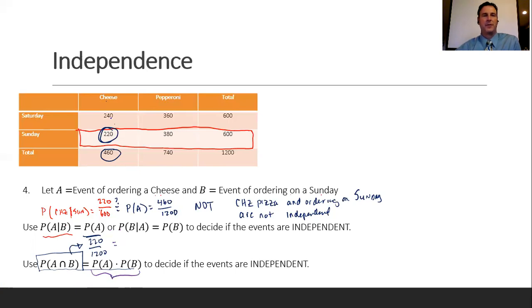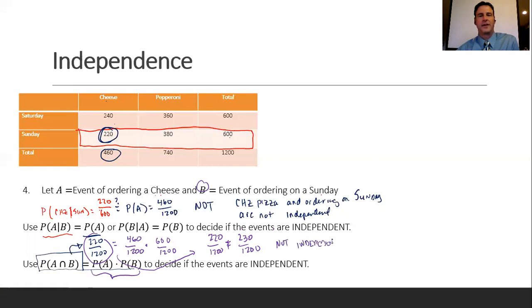The probability of just being a cheese is again 460 over 1200. If you multiply that times P of B, which is just being a Sunday, this over 1200, what you'll find is you'll get 220 from the original over 1200, while this part right here is equal to 230 over 1200. And those are not the same. So that's another way to show that they are not independent.